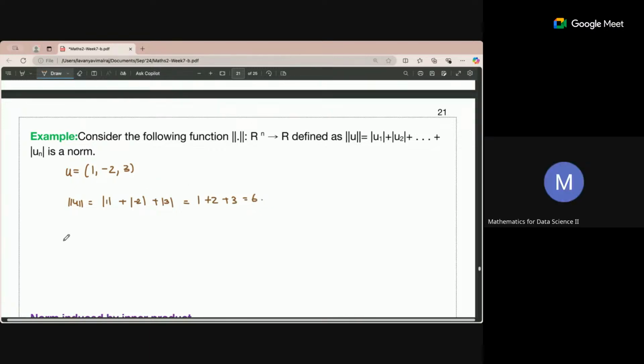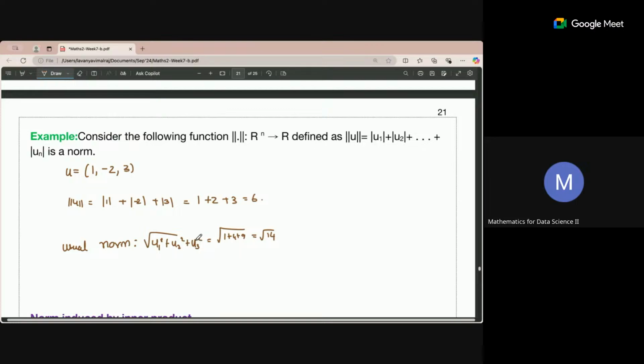Okay. But what is the usual norm? Square root of u1 square plus u2 square plus u3 square. So what is the usual norm for this vector? Root 14. Square root 14. Okay, so this is the usual norm.